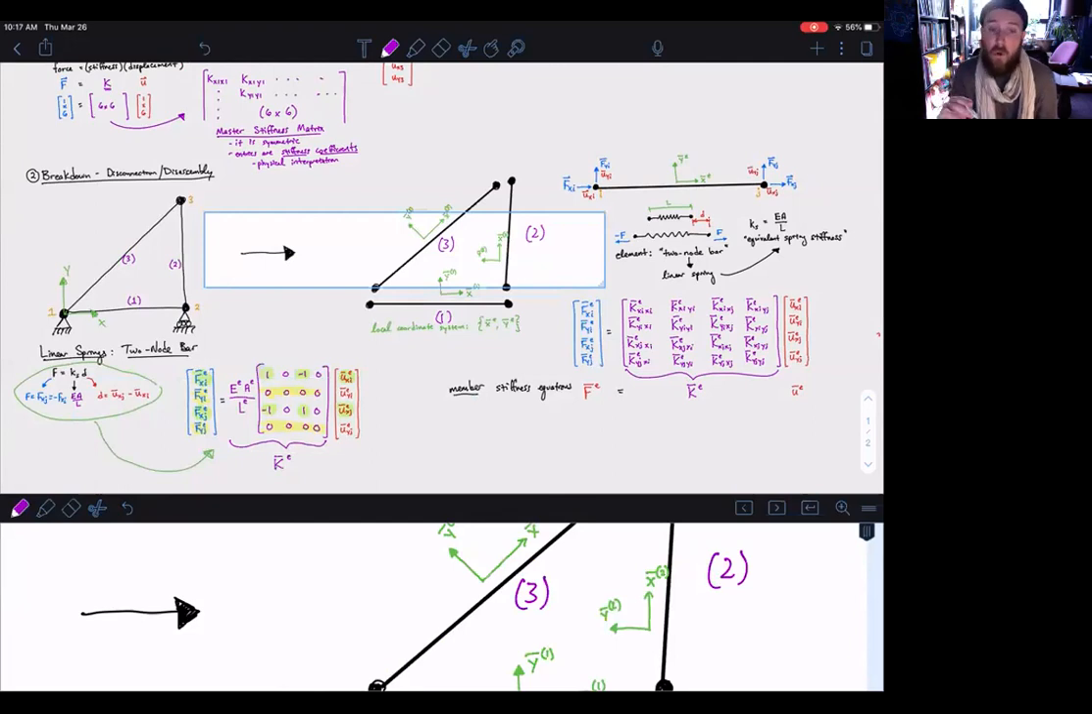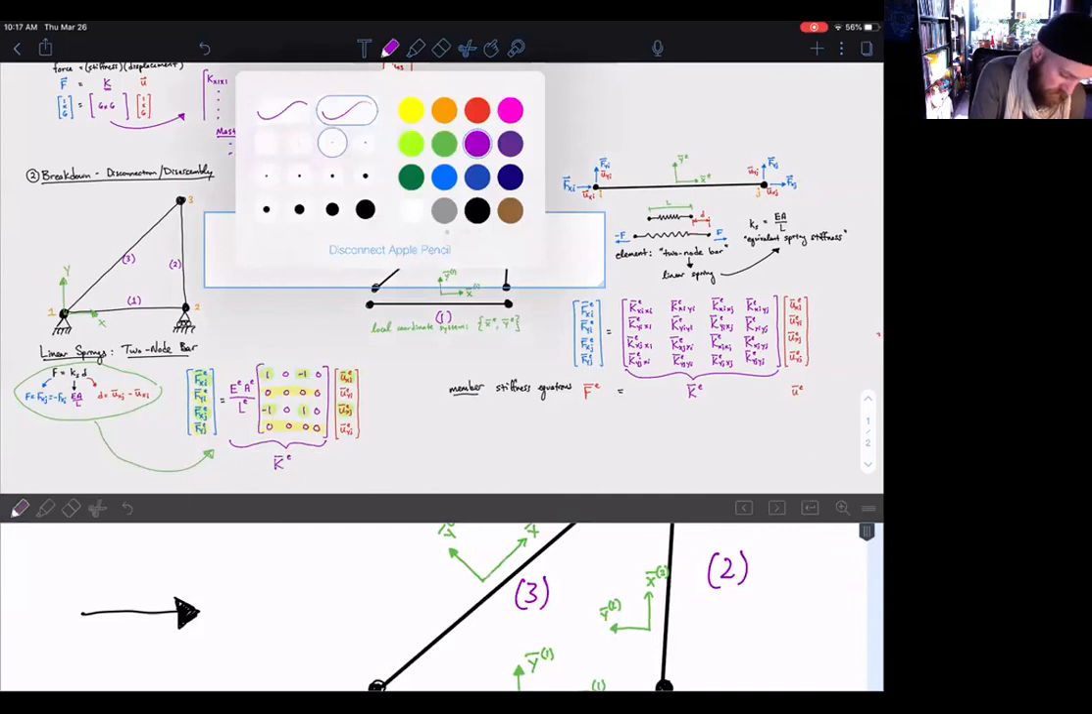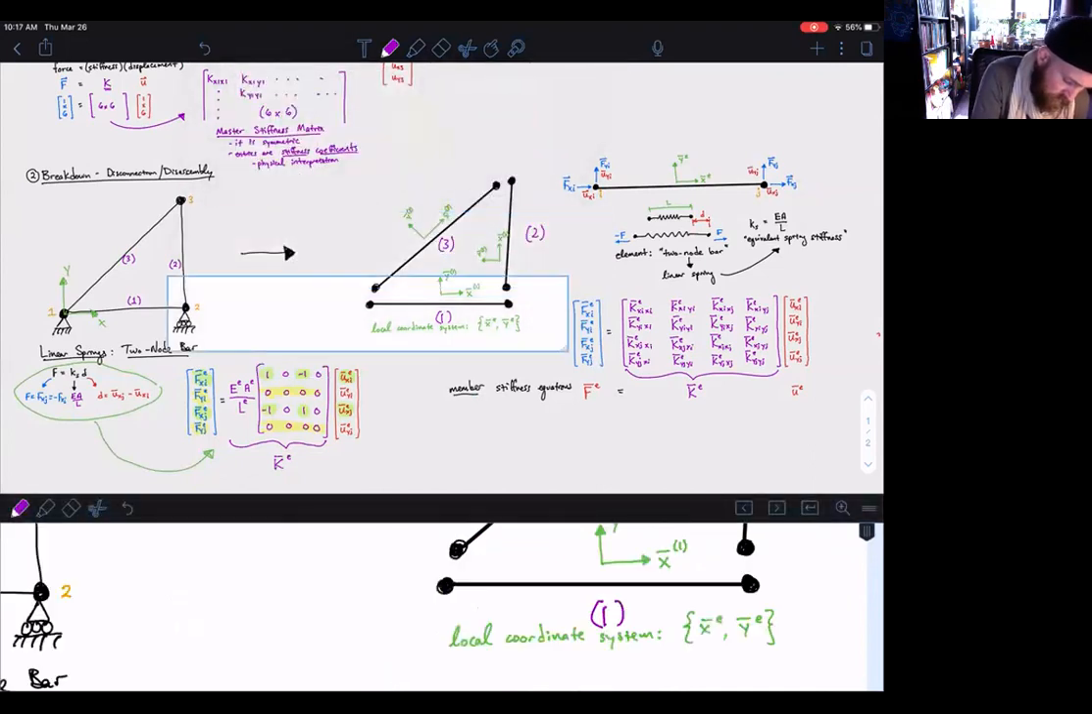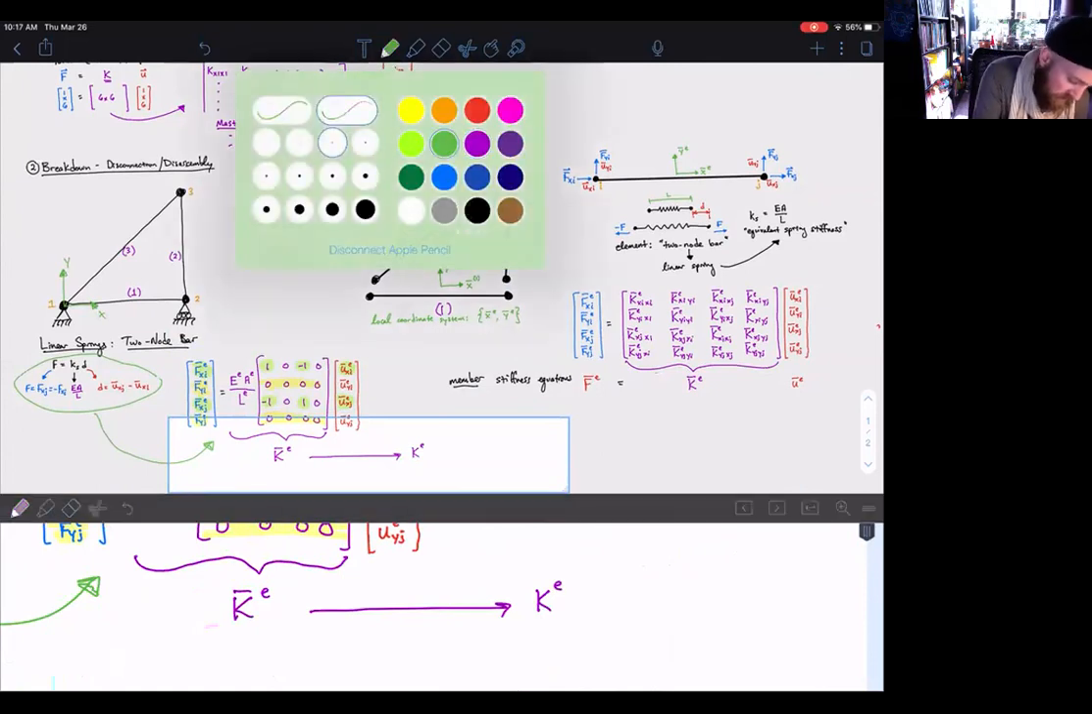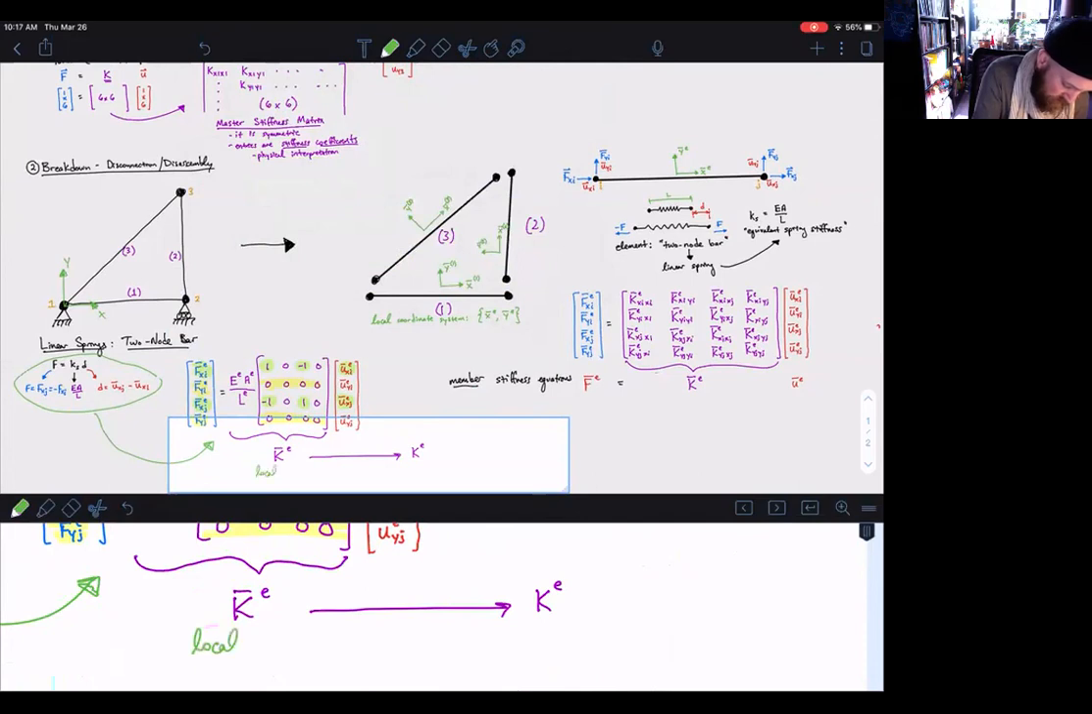And then our goal is we want to convert this stiffness matrix for each element into the stiffness matrix for each element in the global coordinates. So this is in local, and we want to convert this to global.